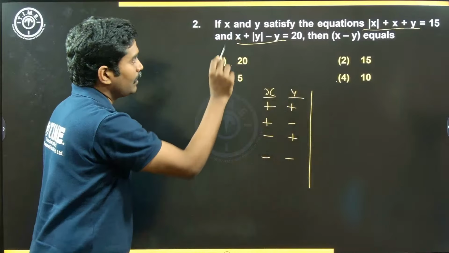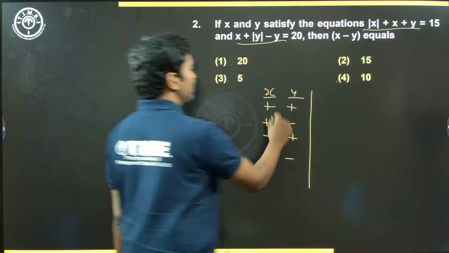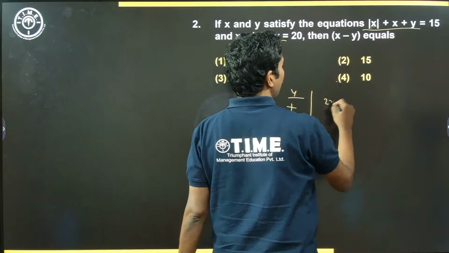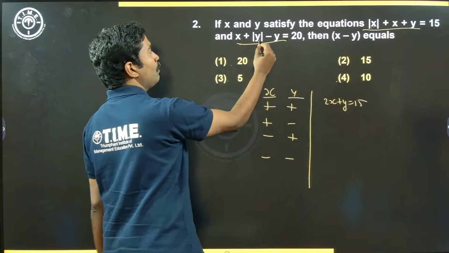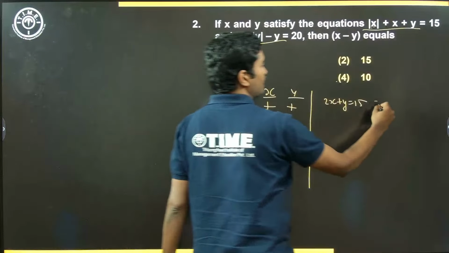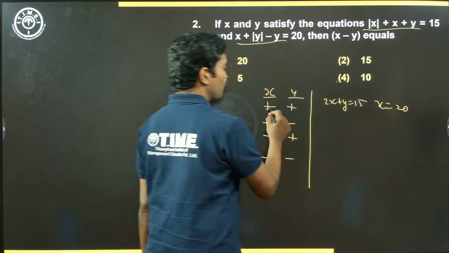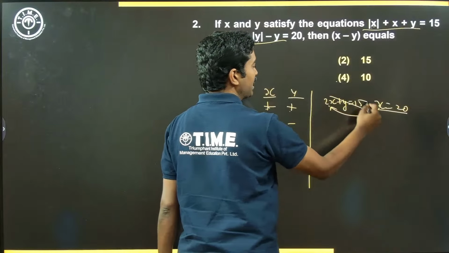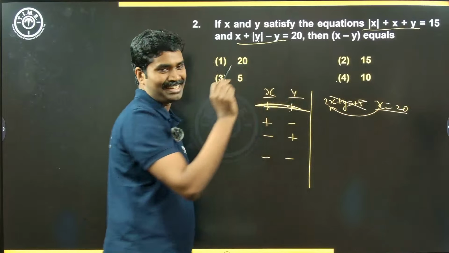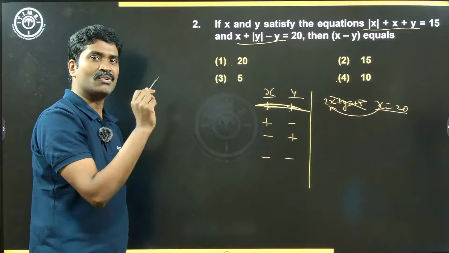First case, x and y both positive, so 2x plus y is equal to 15. And what about this? Y minus y cancels out, x is equal to 20. If both are positive and x is already 20, then 2 into 20 is 40, so y will be negative. So it's not the first case, clearly. It's not a case of x positive, y positive.